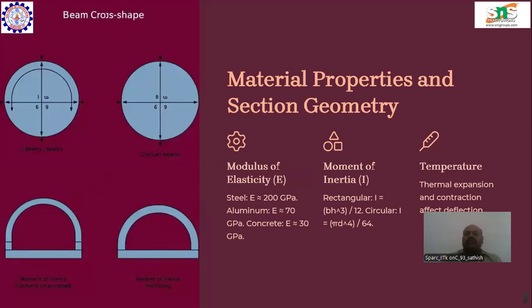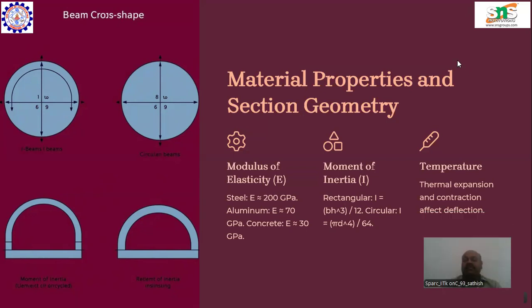So material properties and section geometry. So modulus of elasticity of steel, E is approximately equal to 200 GPa, and GPa stands for gigapascal, and for aluminium we have 70 GPa, concrete we have 30 GPa. Moment of inertia for rectangular section is b h cubed by 12, and circular section is pi by 64 d to the power 4. Temperature, thermal expansion and contraction affects deflection.